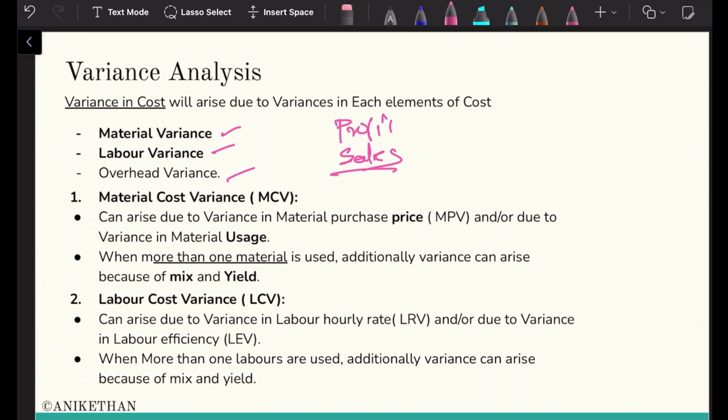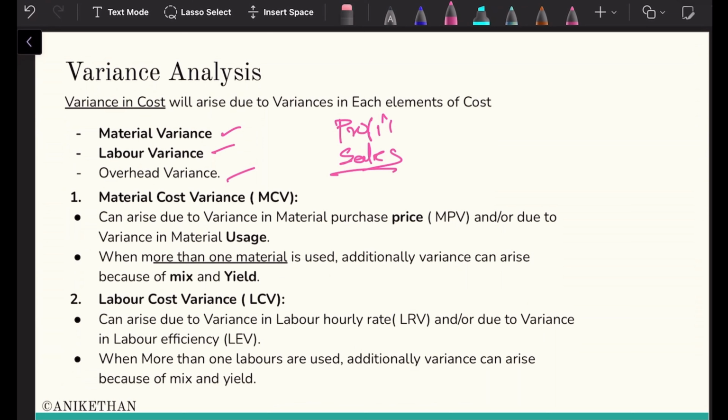We will go very slowly. We'll understand how to solve these problems. Many people give up standard costing thinking it is very difficult. But the moment you understand the basics behind it, it is a very easy subject. Of course, you have to remember certain formulas, but I will teach you techniques to remember them. So let us go into material cost variance.